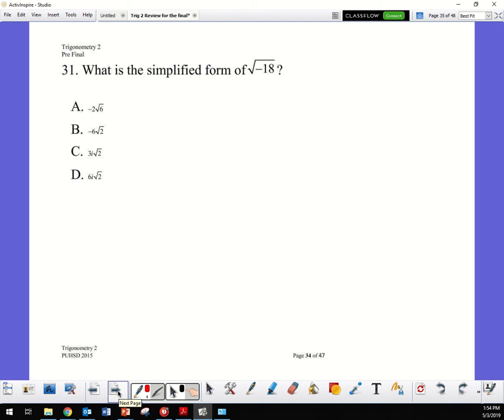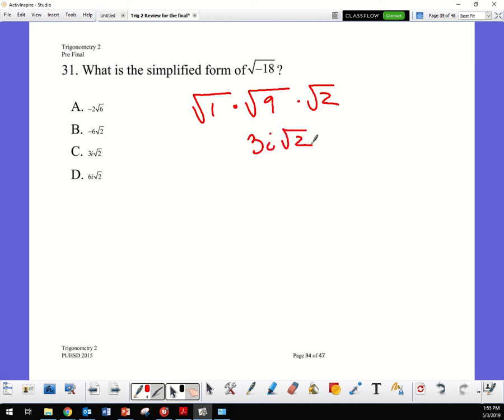All right. Now, the simplified form of this. Let's factor this a little bit. What are the factors of 18? 9 times 2, right? So if I break this up, it's going to be the square root of negative 1 times the square root of 9 times the square root of 2, right? Why did I use the square root of 9? Because 9 is a perfect square, so I could break that down. And the square root of negative 1 gives me what? Say i. So I get 3i root 2.